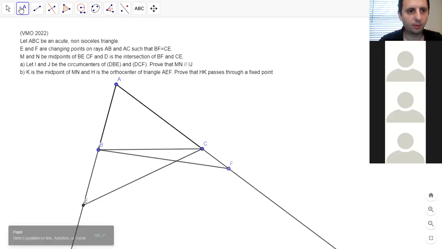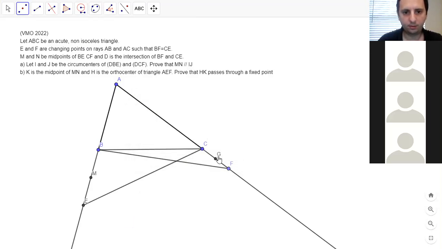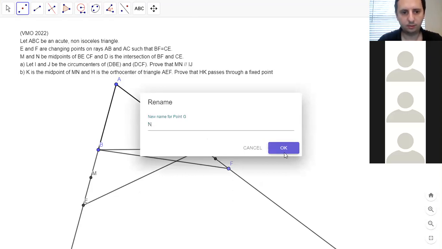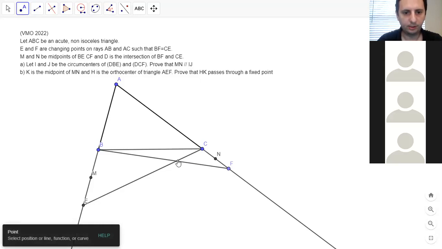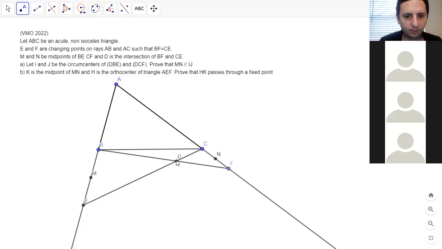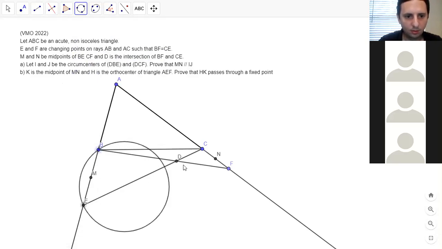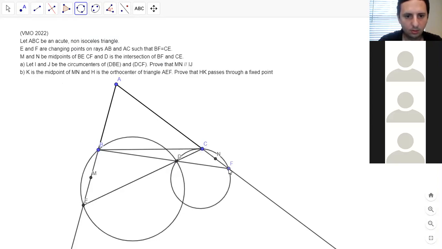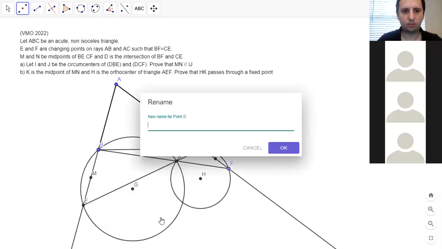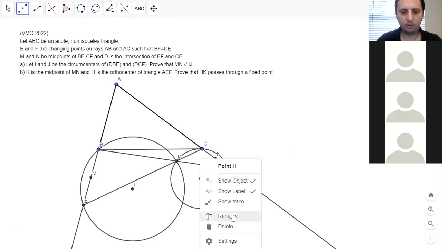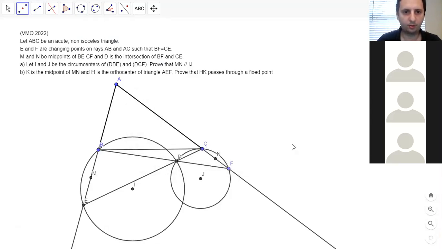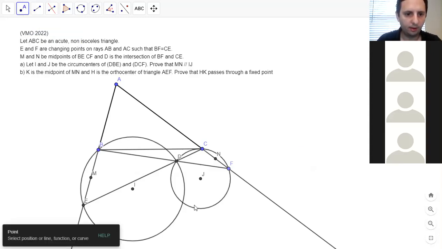M is the midpoint of BE, and N of CF. So that's M, and then this is N. D is the intersection of BF and CE, so this point right here is D. I and J are the circumcenters of DBE and DCF. So this is I, and this is J. So first we want to show MN is parallel to IJ. That's part A. That's kind of interesting.